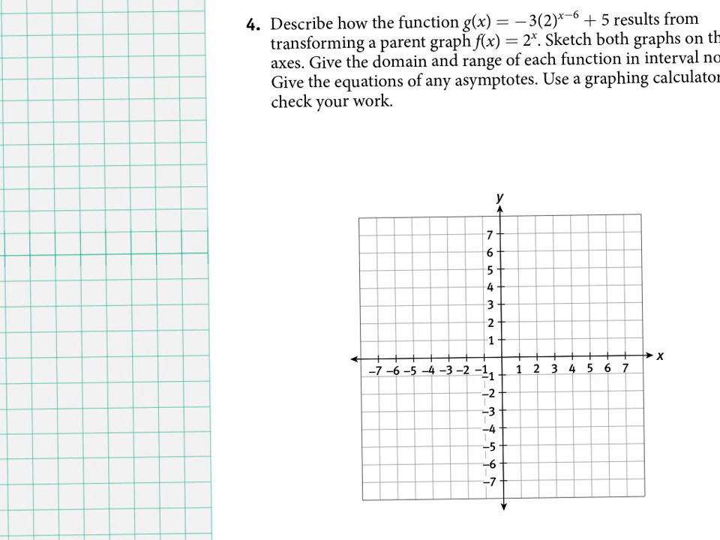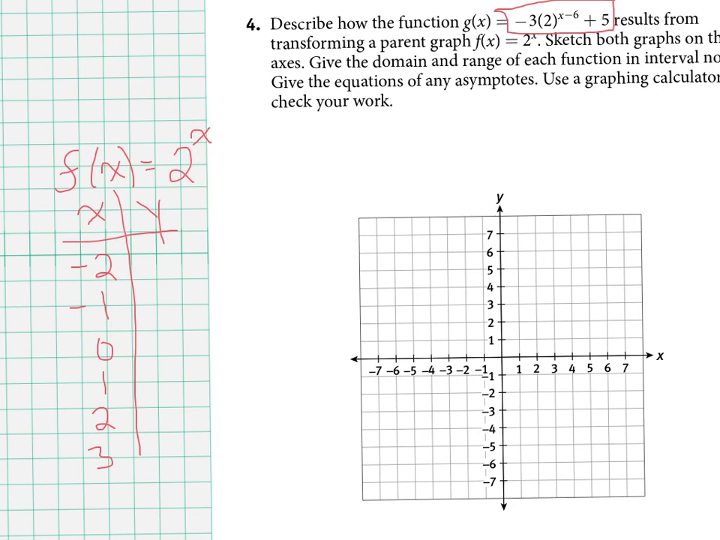Let's do the parent function on this one together. F of x equals, and if we look at this one, the simplest version would be 2 to the x. And we've done this one already. Negative 2, negative 1, 0. I'll even go up to 3. 2 cubed is 8. 2 squared is 4. And we can plot our points for our parent function.